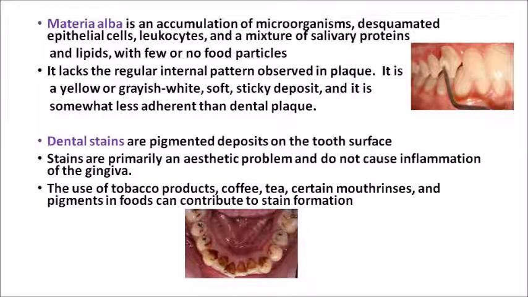Fine. The next accumulation on tooth is dental stain. Dental stains are pigmented deposits on tooth surface, and as we all know, it is only an aesthetic problem. Stains are not going to cause any inflammation of gingiva, and mostly the culprits are tobacco products, coffee, tea, certain mouth rinses and pigments of food.